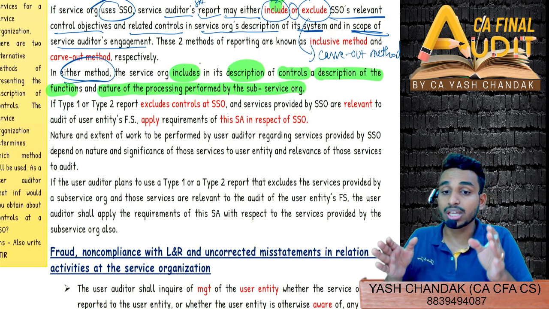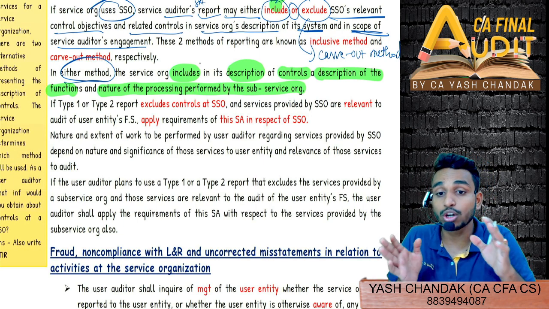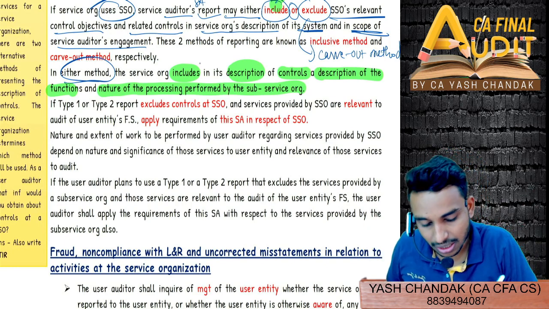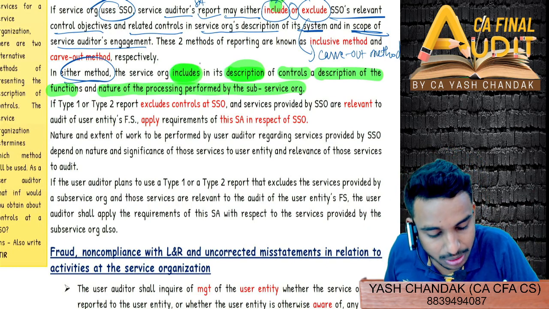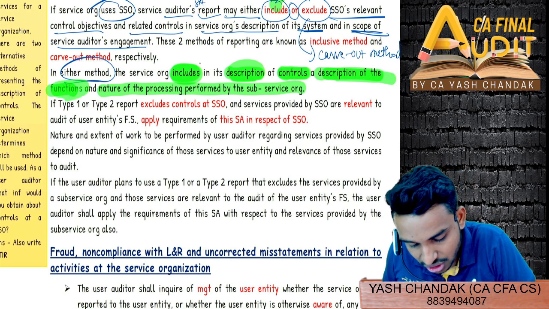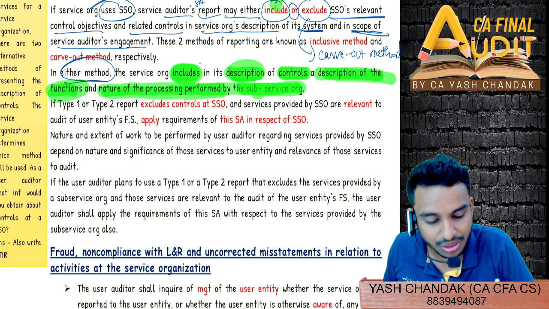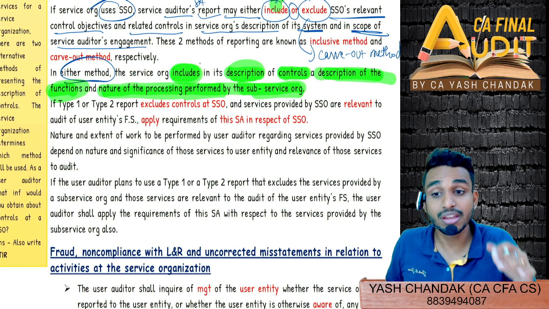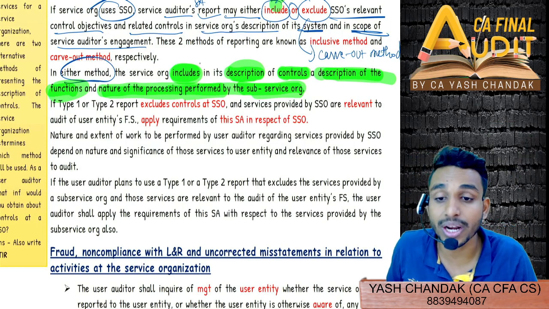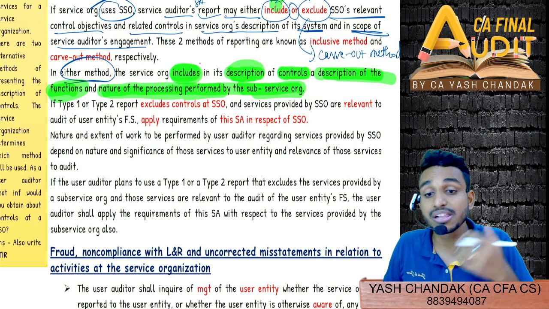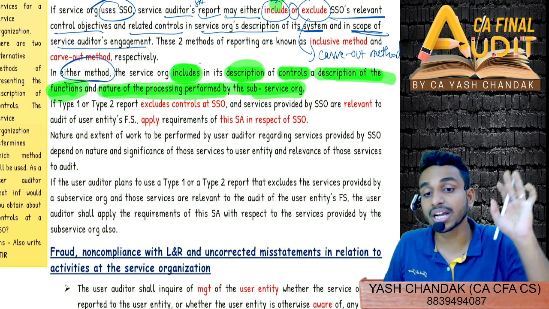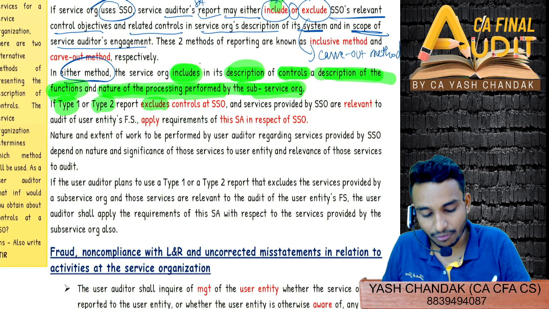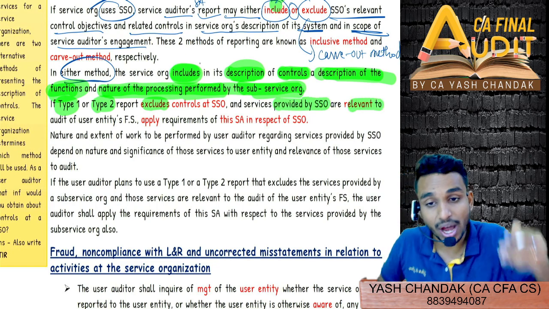So even if they are not talking about the controls, whether they are operating effectively, their understanding of the control, their opinion on the control, still they will have to include in the description of controls a description of functions and nature of processing performed by the subservice organization. This will have to be included anyway. If they have outsourced to another SSO, they will give the details about the SSO at least, if not the controls. If the type 1 or type 2 report excludes, that means carve out method, and services provided by the SSO are relevant to our audit.